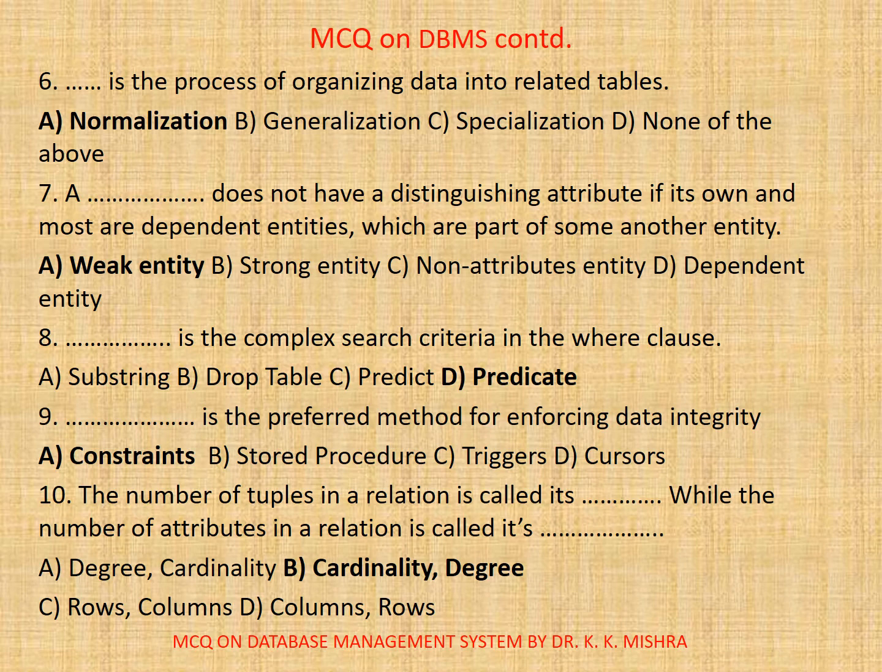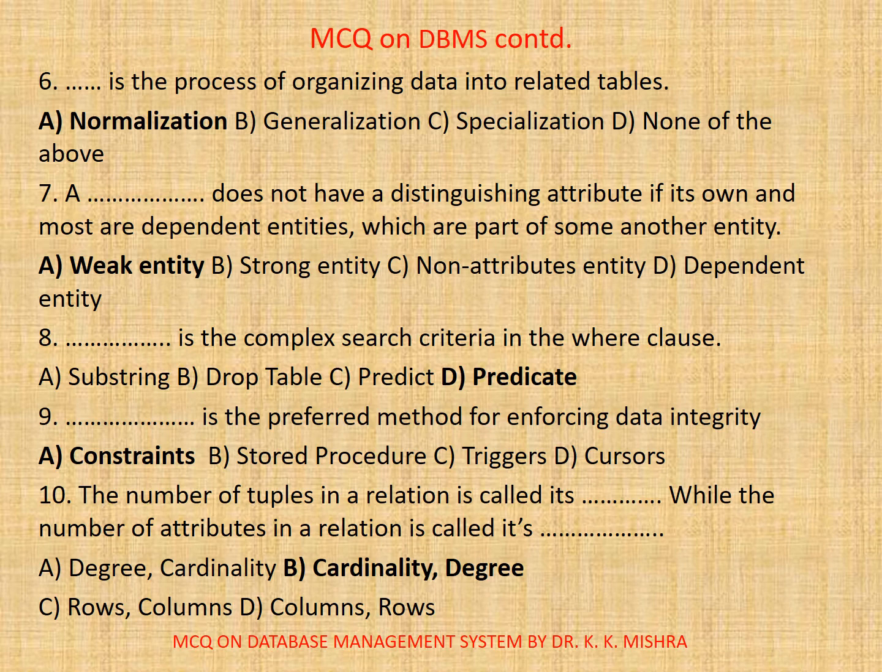Question number 7. A dash does not have a distinguishing attribute of its own and is a dependent entity which is part of some other entity. Options are A. Weak entity, B. Strong entity, C. Non-attributes entity, D. Dependent entity. Correct option is A. Weak entity.